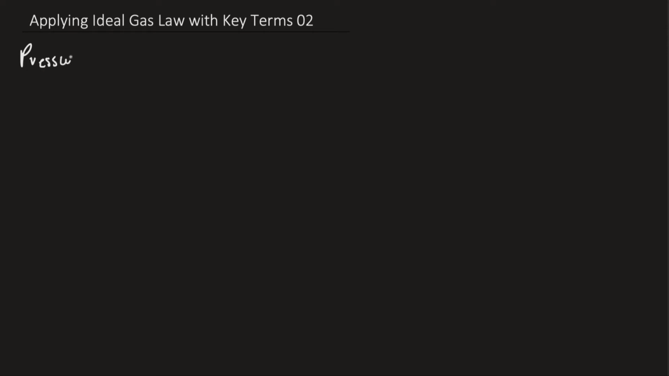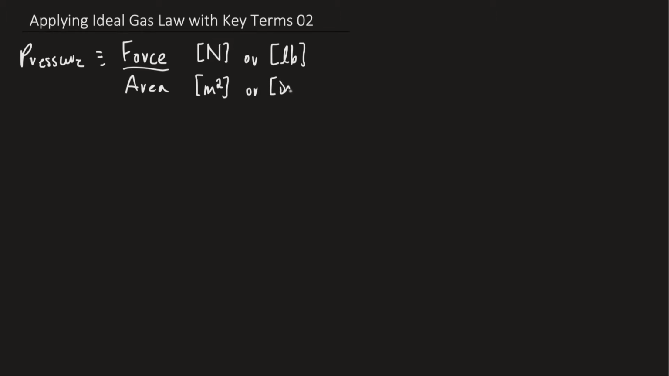So pressure is defined as force per unit area. And force is commonly expressed in units of newtons. You can also see it expressed in pounds, whereas area is expressed in meters squared, or you can also see it in inches squared, centimeters squared, or other common units. 1 Newton over 1 meter squared is equal to 1 Pascal, which is denoted as Pa.